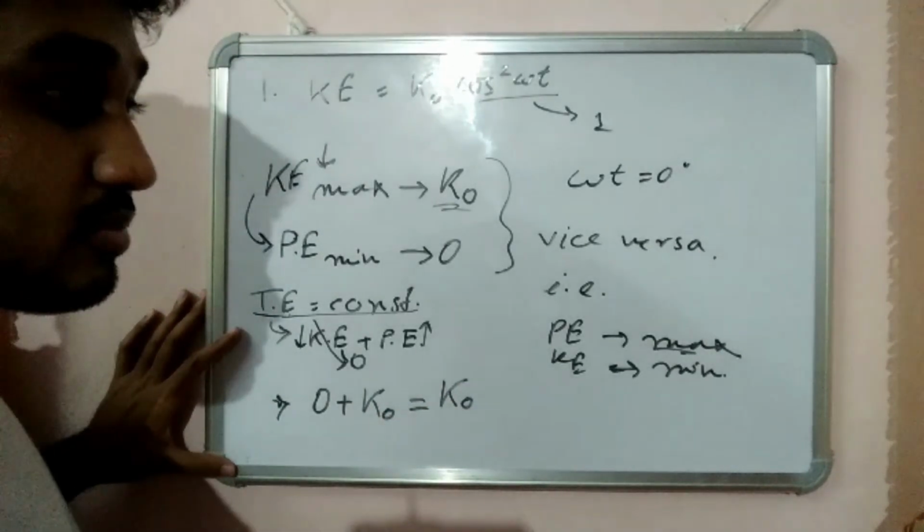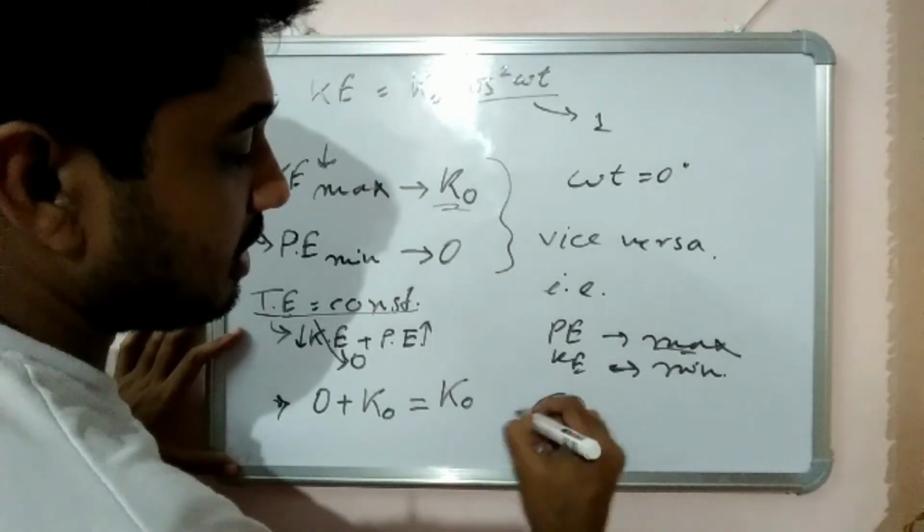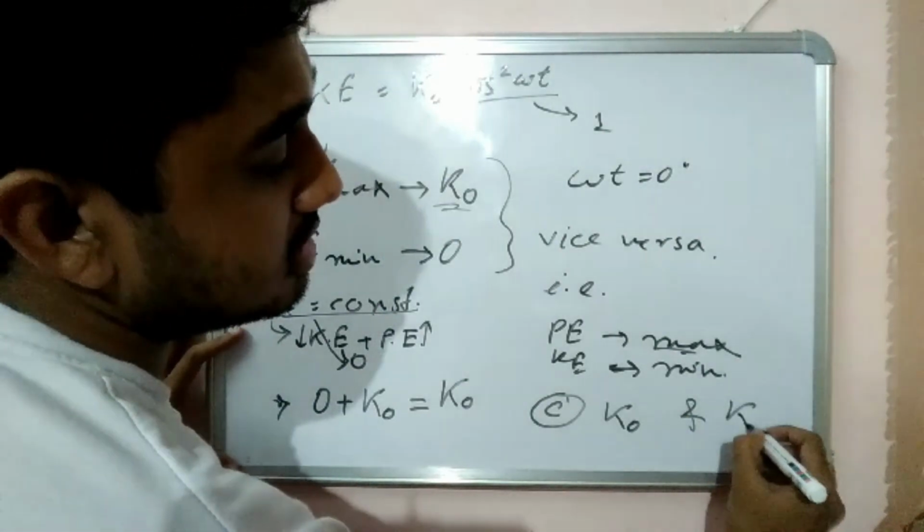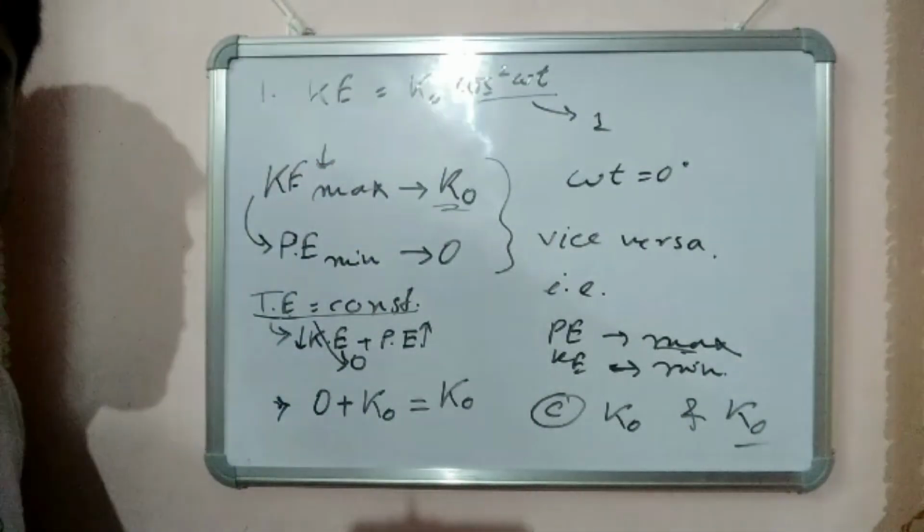So option C will be the right answer. Potential energy will be K0 and total energy will be K0.